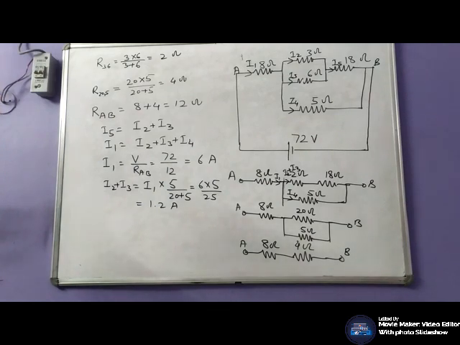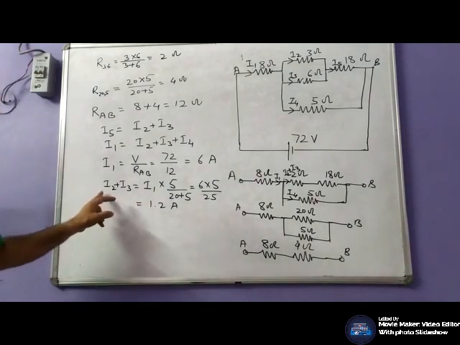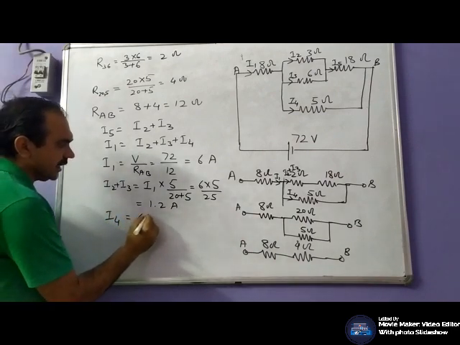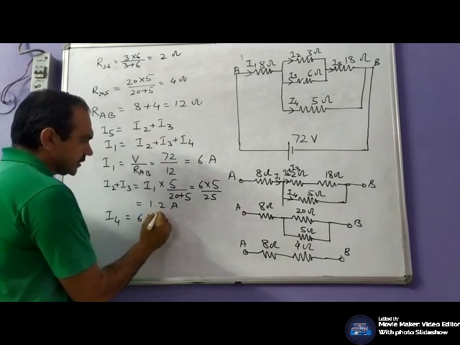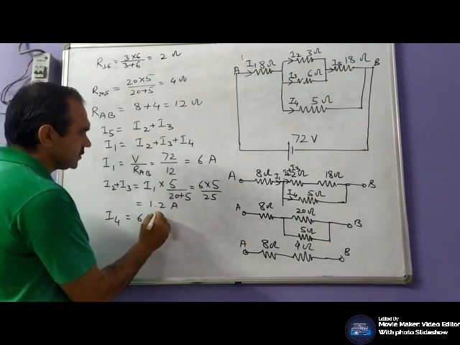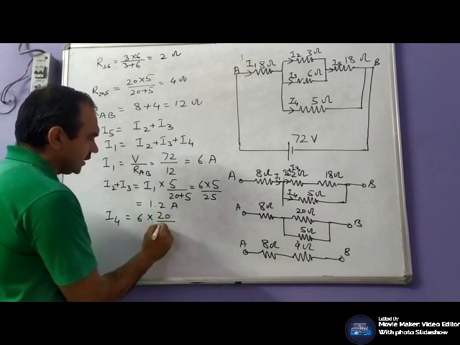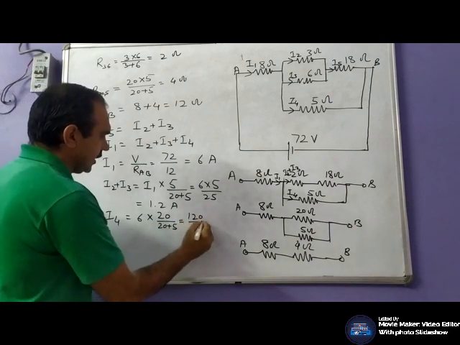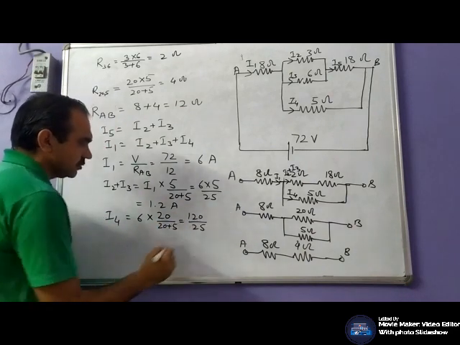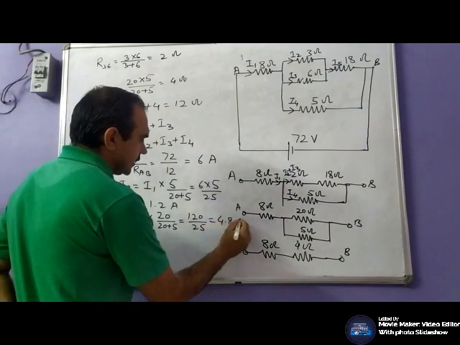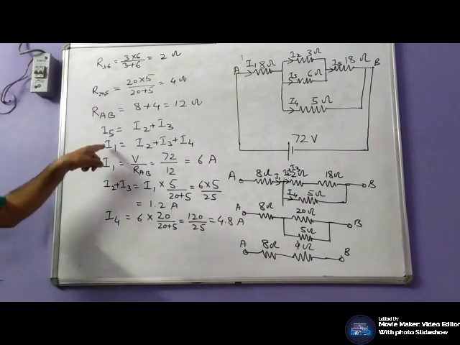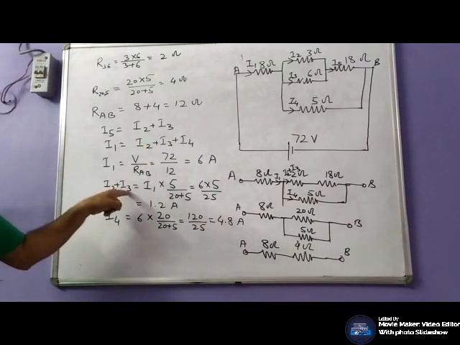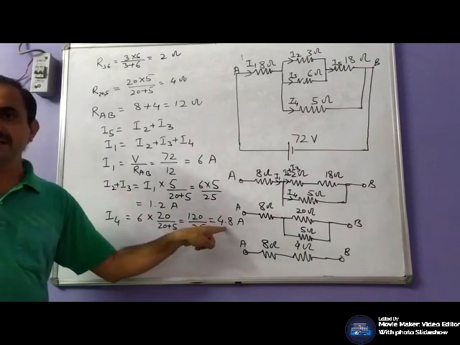So that is I2 plus I3, and I4 is 6, the total current, times the resistance of the other branch, 20 ohm, divided by 20 plus 5. 120 by 25, so this would be 4.8 ampere. So I1 was I2 plus I3 plus I4, and this sum is 6 ampere.